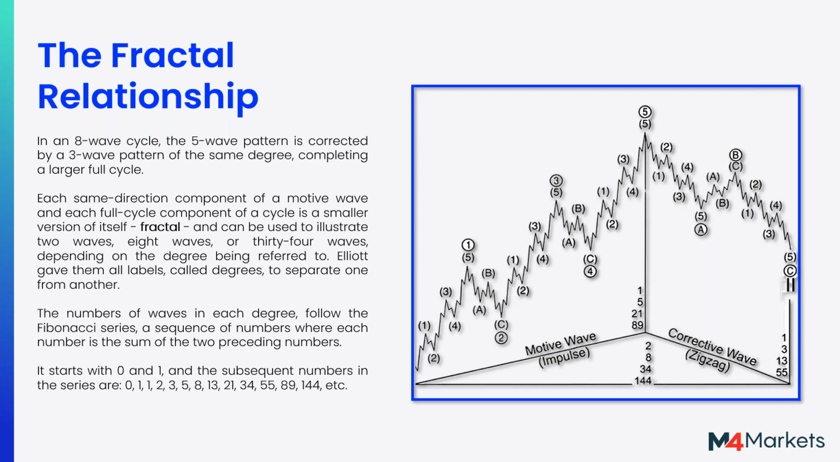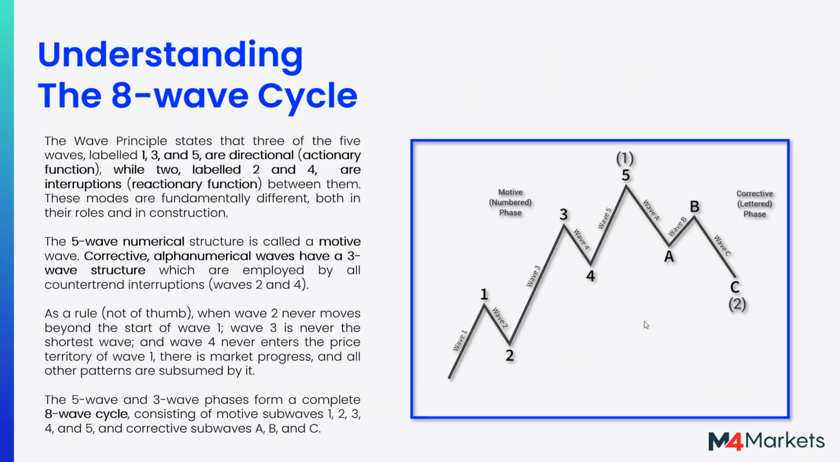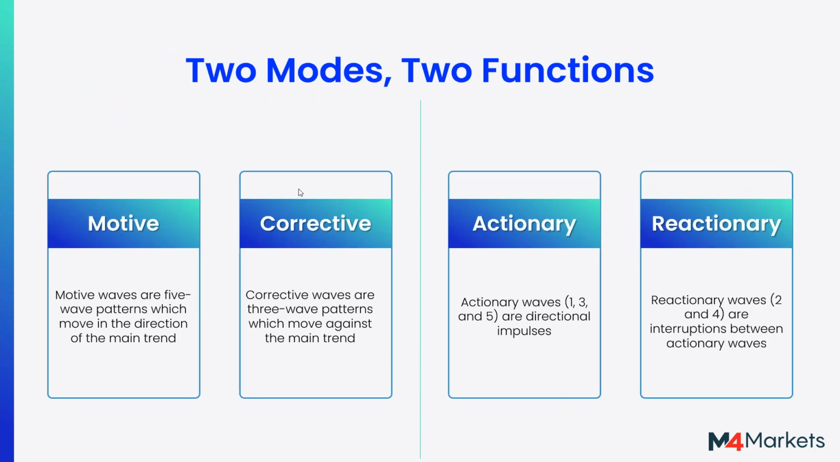the 8-wave cycle, but many cycles combined together. In a wave cycle, as we said before, there is a 5-wave pattern that is corrected by a 3-wave pattern, right? So 5 and 3, 8 of the same degree. And this completes a larger full cycle. But we also saw a larger number 1 and a larger number 2 there in that particular picture over here, as you can see, 1 and 2.